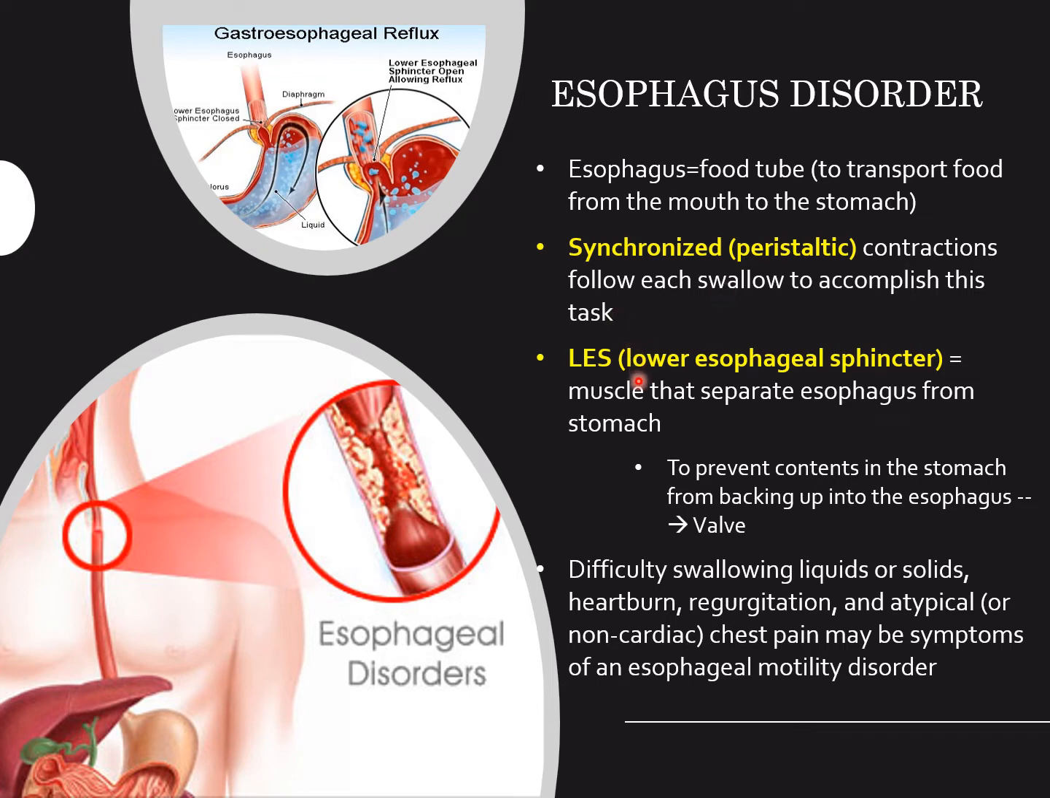Lower esophageal sphincter is the muscle that separates the esophagus from the stomach. It is to prevent contents in the stomach from backing up into the esophagus, meaning that once the food goes through the esophagus into the stomach, the function of this sphincter is to make sure that food does not get back into the esophagus. It's like a valve mechanism.